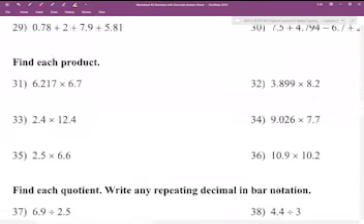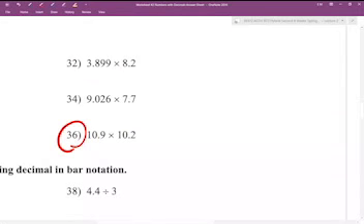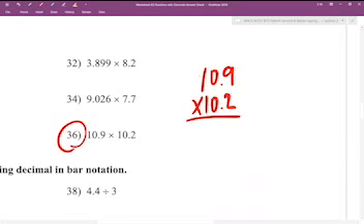Let's do multiplication, and we'll do 36. So for 36, we have 10.9 times 10.2. So 9 times 2 is 18. Notice I'm multiplying as if the decimal points were not there. And then 2 times 0 is 0, but carry the 1 is 1. 2 times 1 is 2.